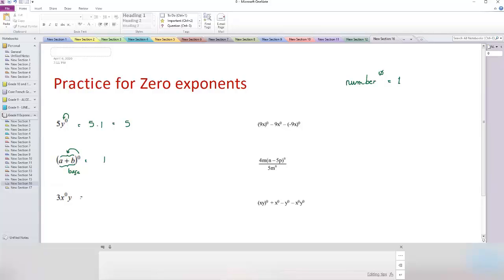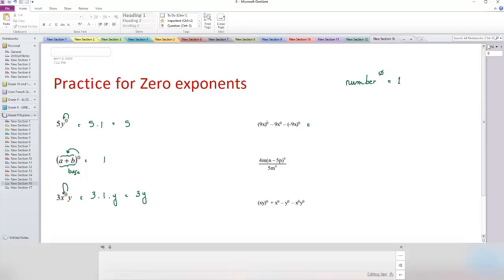Next, 3 times x to the power of 0 times y. Again, this 0 affects only the x. It doesn't affect the y or the 3. So I leave the 3 as it is, times x to the power of 0, I replace it by 1, and y. That means 3y.